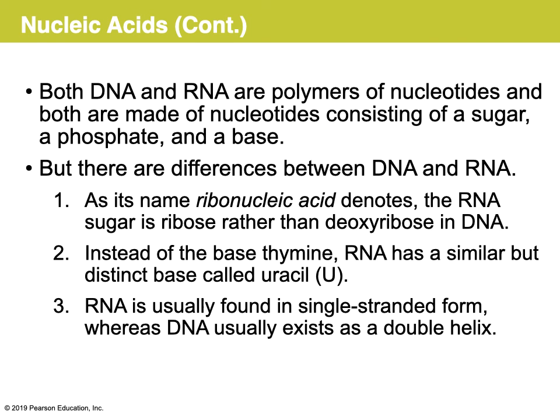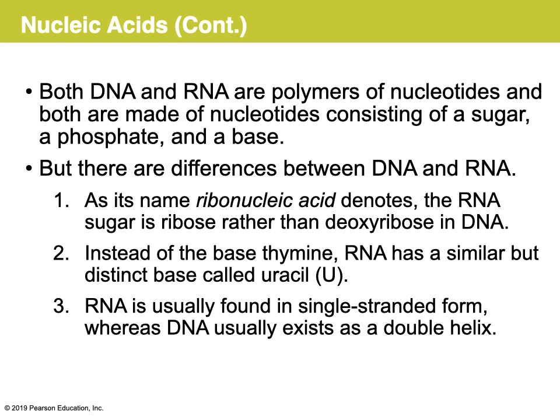Now, both DNA and RNA are polymers of nucleotides, and both are made of nucleotides containing a sugar, a phosphate, and a base. But there are differences between DNA and RNA. As you can tell from the first letter, the sugar is different, right? RNA has ribose instead of the deoxyribose that's in DNA. So that's one difference between DNA and RNA. Second is, instead of the base thymine, RNA has a similar but different base called uracil. That's why the straight letter, curved letter thing breaks down when you get to RNA.